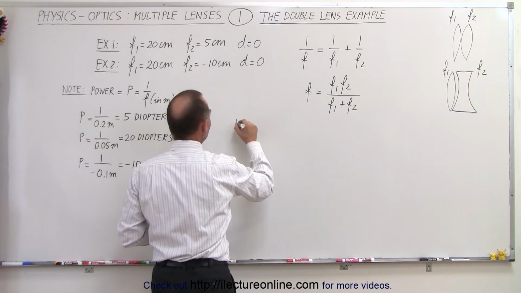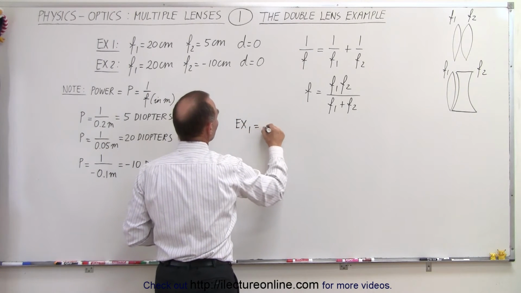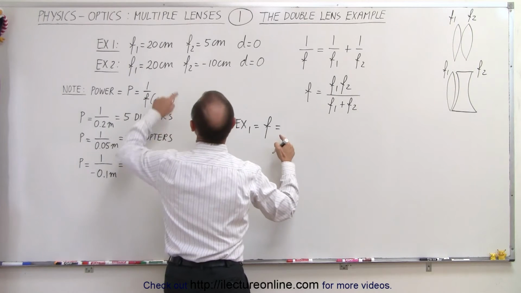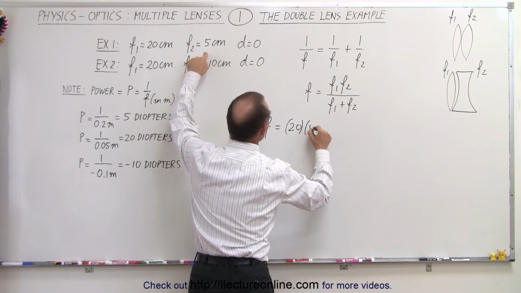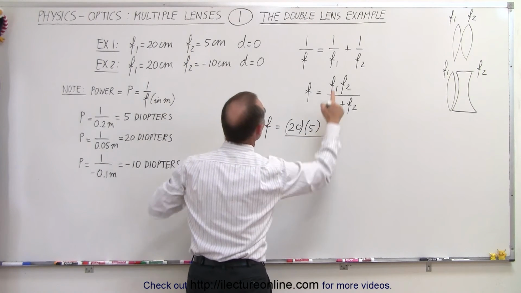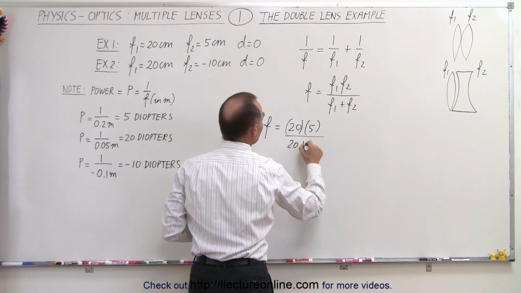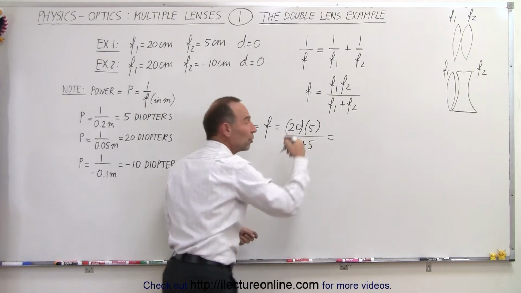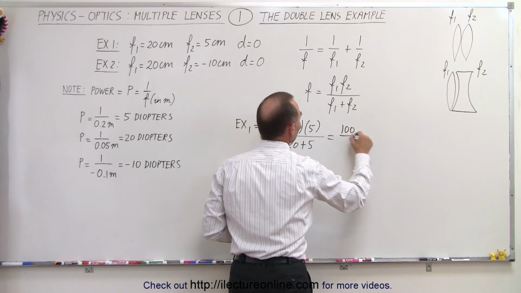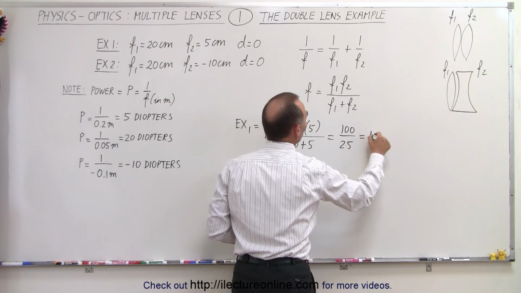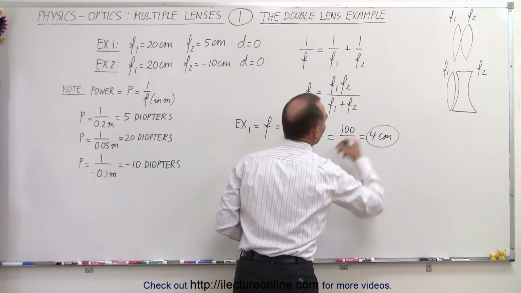For example number 1, we're going to say that the focal length is equal to the product of the two, which is 20 centimeters times 5 centimeters divided by the sum of the two, which is 20 plus 5. And of course, if the unit is in centimeters, the result will be in centimeters. This is 100 divided by 25, or 4 centimeters.